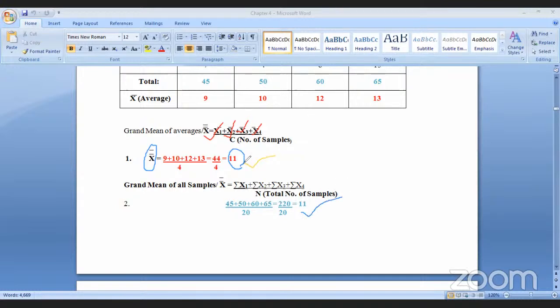So in ANOVA one-way classification, 11 is got in the first case, and in the second case also we got 11. So these numbers should be repeated twice. Because sometimes you will get 10, sometimes you will get 11, sometimes you will get 12. So we need to remember this one. It's an important point here.